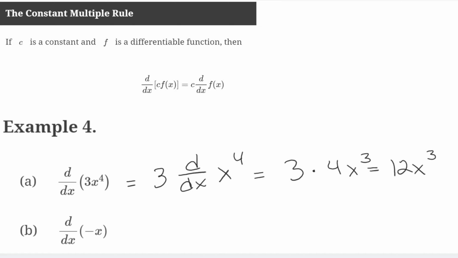Same thing with this one. Remember, negative signs are coefficients. That's negative 1. So I have negative 1. What's the exponent on x? 1. So I bring down the 1. And then it would be x to the what? Right, 1 minus 1 is 0. So this is just negative 1.